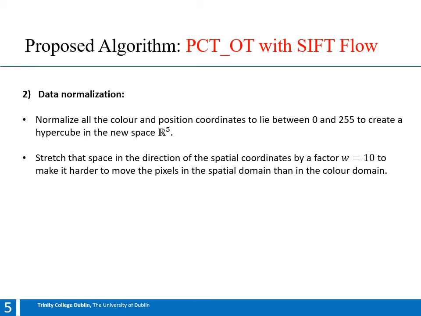The second step is data normalization. We normalize all the color and pixel position coordinates to lie between 0 and 255 to create a hypercube in the new 5D space, and then we stretch that space in the direction of the spatial coordinates by a factor of 10. The stretching gives the pixel position a big influence on the estimated mapping. It is kind of forcing the algorithm to match colors with the same pixel positions.